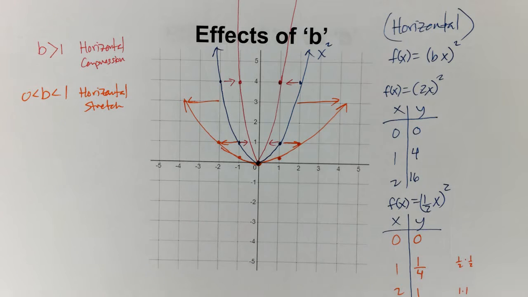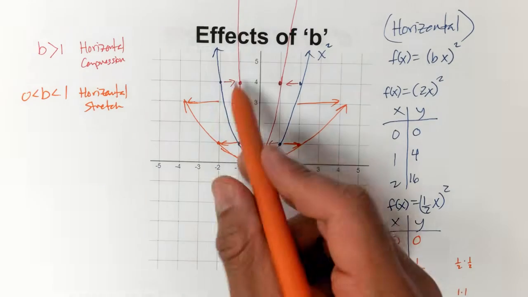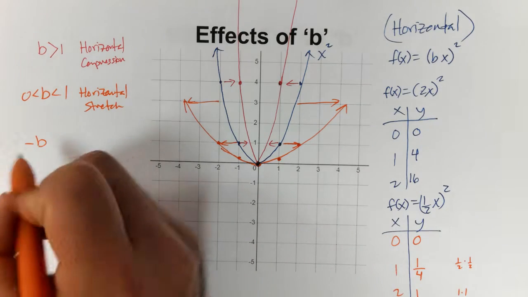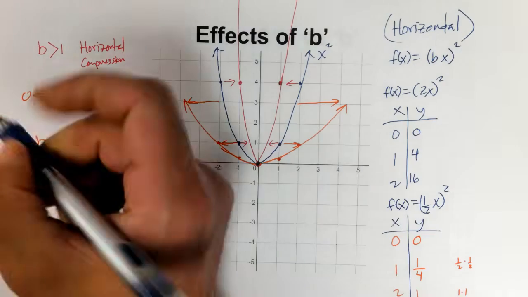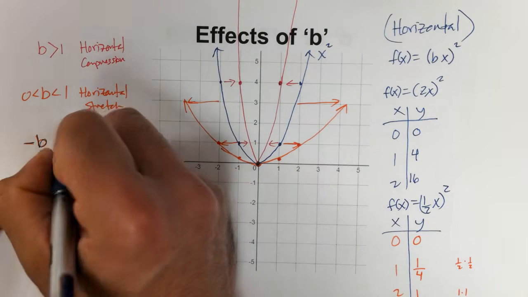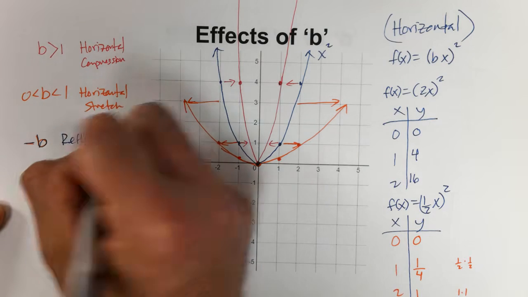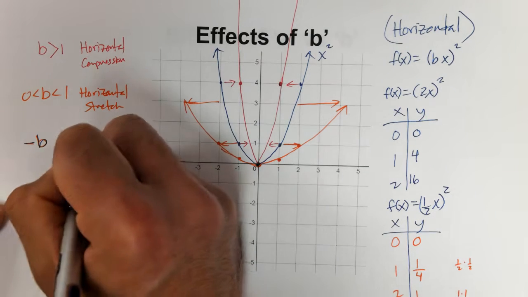All right, now let's talk about b being negative. Now for this one, since we're graphing it around the origin, it's hard to look at it, right? It's hard to look at the effects of b being negative. But when b is negative, we are doing a reflection over the y-axis.